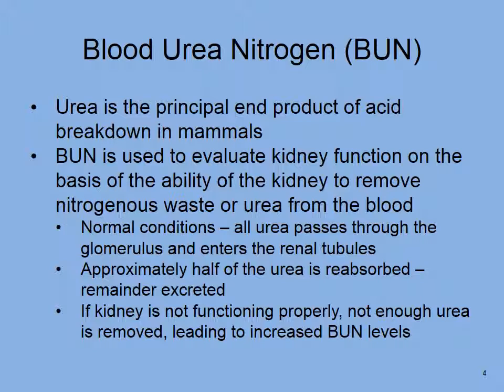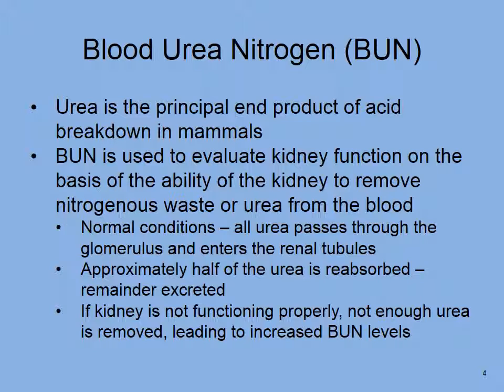Let's talk BUN. So urea is the principal end product of amino acid breakdown in mammals. BUN is used to evaluate kidney function on the basis of the ability of the kidney to remove nitrogenous waste, which is urea, from the blood. So we're checking to see how effectively the kidneys are getting rid of BUN.